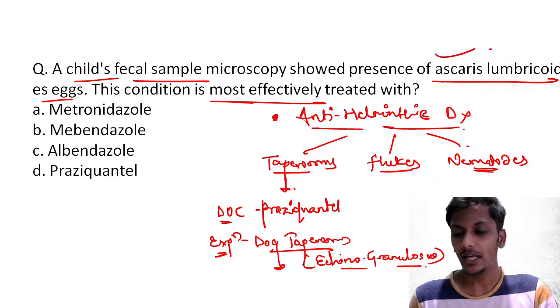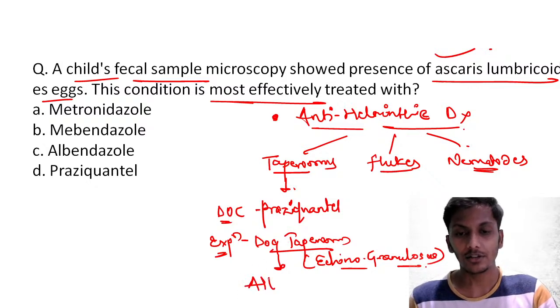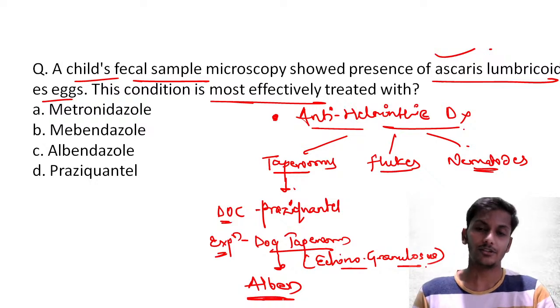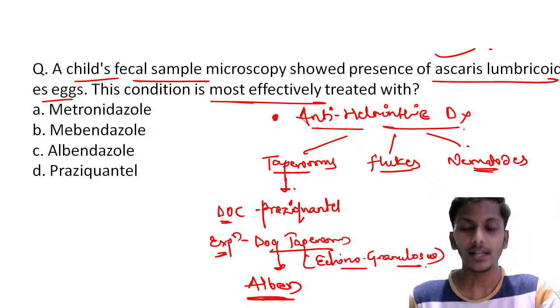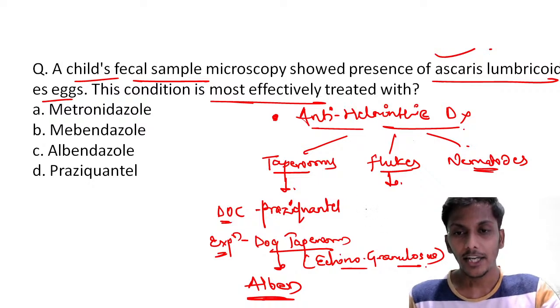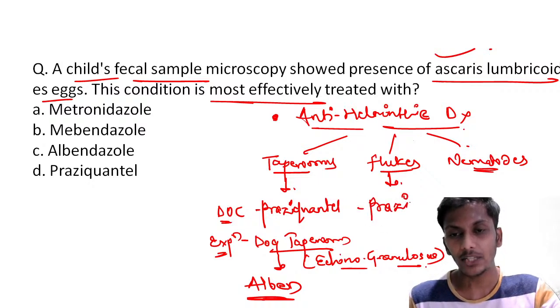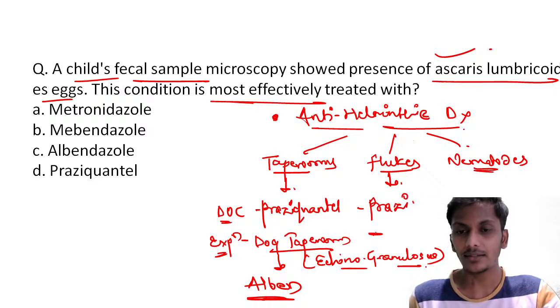In that condition, praziquantel is not the drug of choice. In that condition, albendazole is the drug of choice. One exception to be remembered. Second, in flukes, what is the drug of choice? In flukes again the drug of choice is praziquantel. Again one exception, and what is the exception over here?